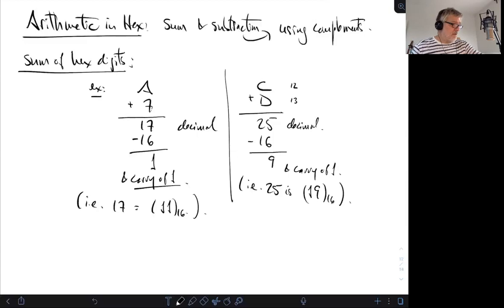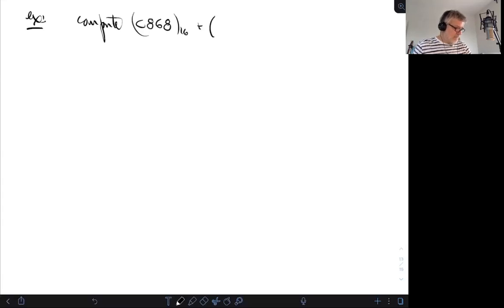So let's do one. Let's do a big number. Again, if you have questions, anything, just interrupt me by using your voice, your hand, your chat, whichever is more convenient for you. Okay, so here's an example. Let's compute the following sum. C868 plus 72D9.